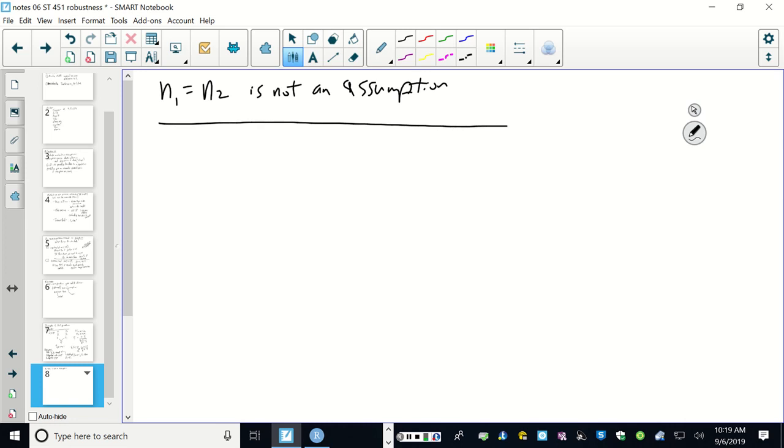So N1 equals N2 is not an assumption. It should work, right? But is it desirable to have N1 equals N2? It might not be strictly an assumption, but maybe other departures or other issues have less impact if you have basically equal sample sizes.